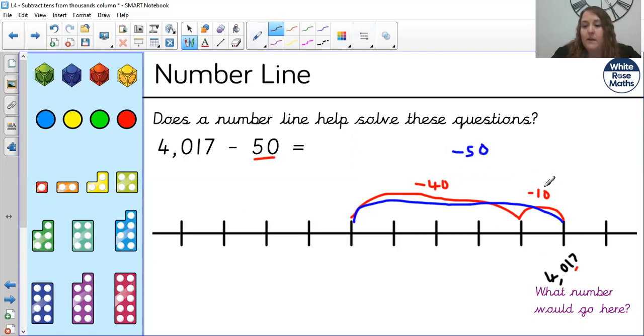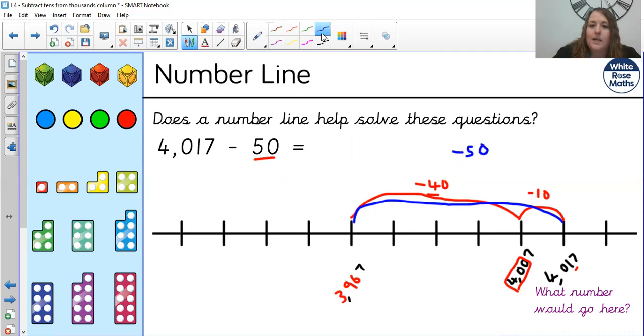If we're doing the red way first of all, where I take my 10 away first, 4,017 take away 10. I'm simply taking away my 10 from that column, which would be 4,007. And then I'm looking at taking away the other 40. So I'm looking at 400, take away 4. So 400, 399, 398, 397, 396. So I'd have 396. And then I make sure to add that ones number back on, which is 7.